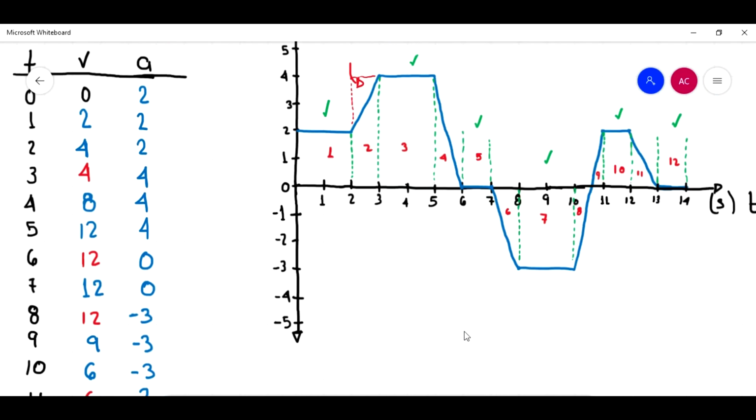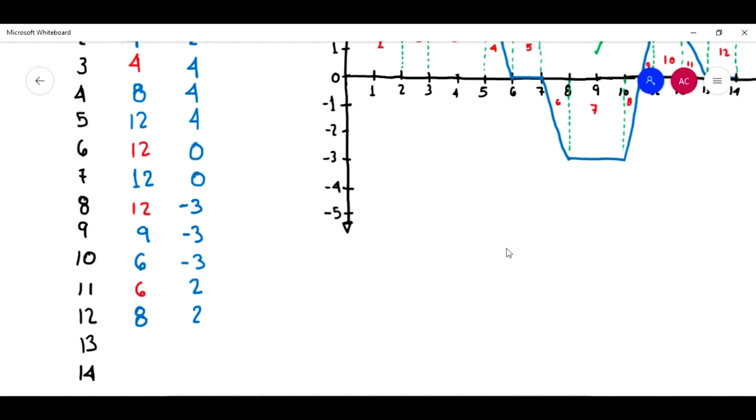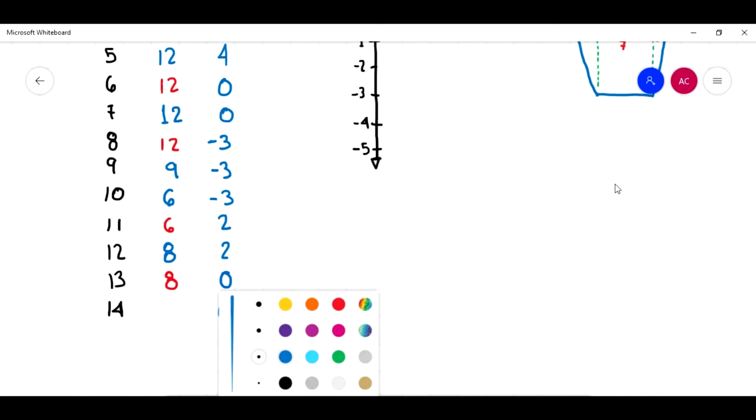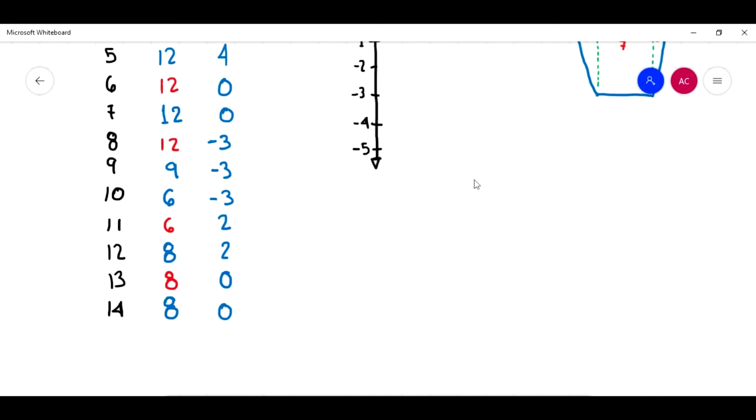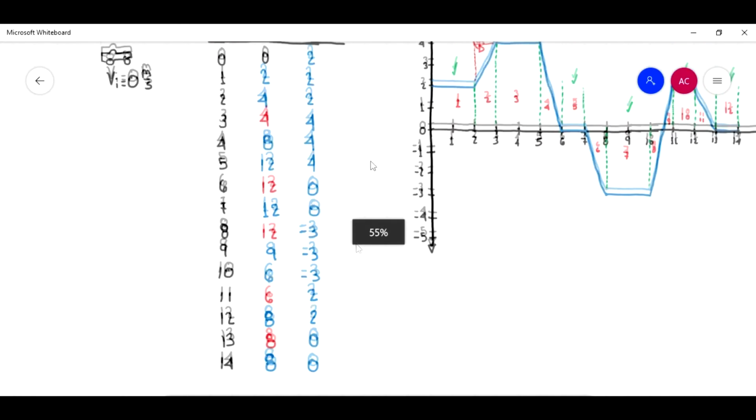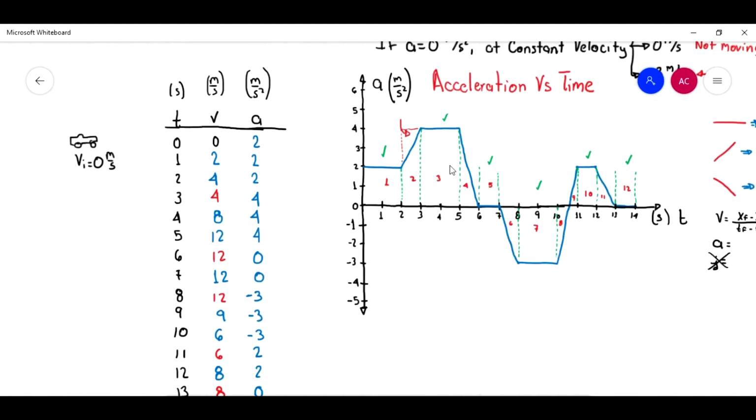And then the second 13, there is a jump. So it's going to remain here, 8. This is going to be 0 meters per second square. And the second number 14 is going to be 0 meters per second square. So that means that final velocity of this object or this car is going to be 8 meters per second. Okay, what I did was an analysis of the acceleration versus time graph.